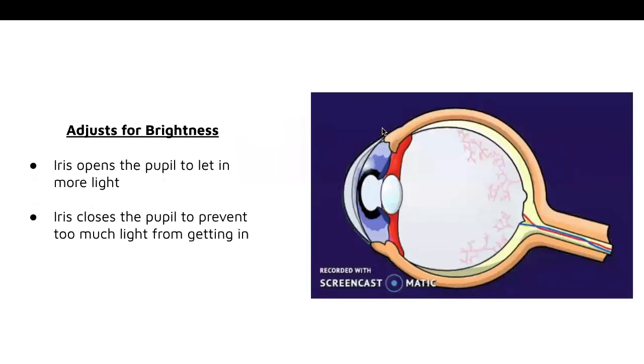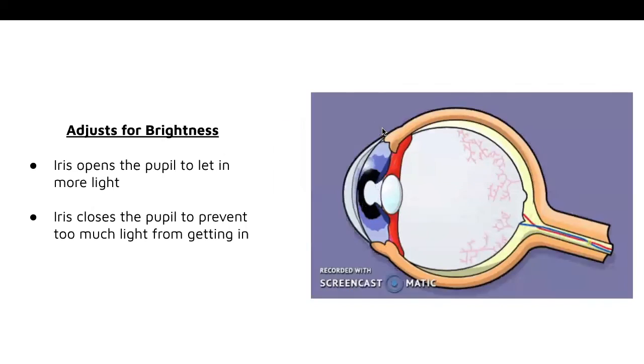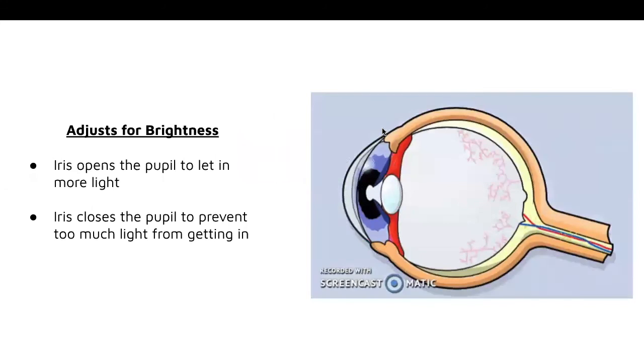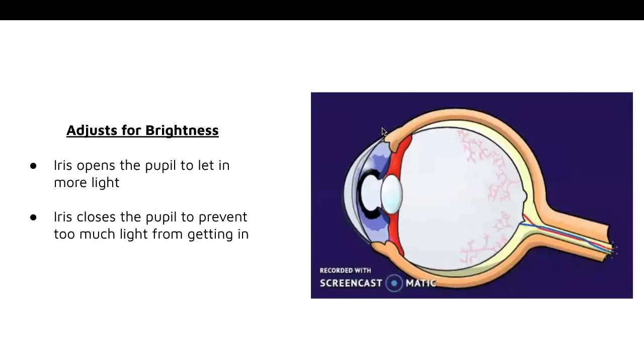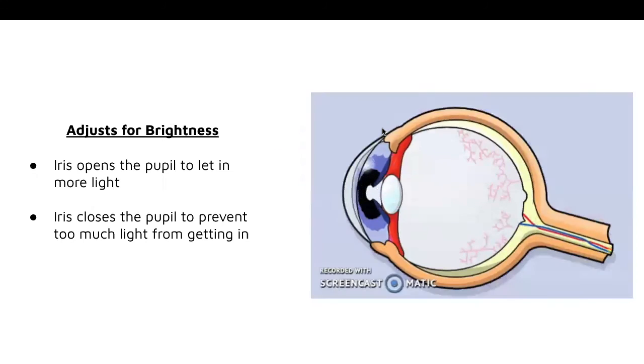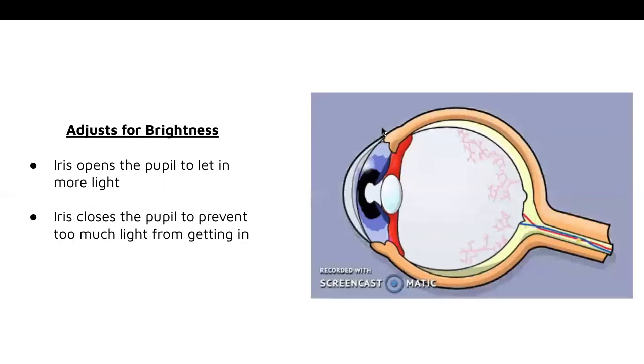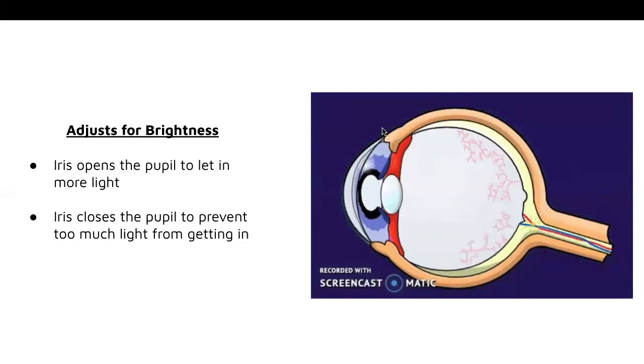The other accommodation that you can't really control: your eye adjusts itself for brightness. When you go outside and it's too bright, your irises are going to close up. They're going to make the pupil really tiny, because the goal is it doesn't want to let in too much light that could damage the retina.